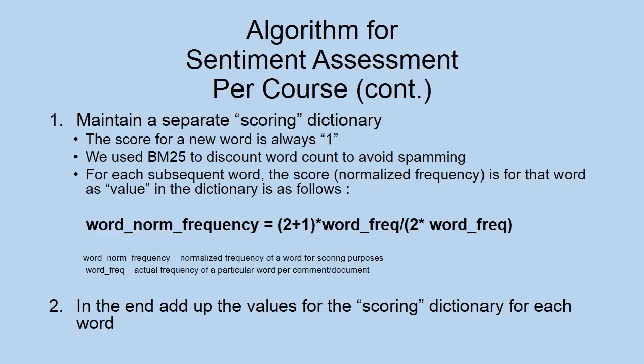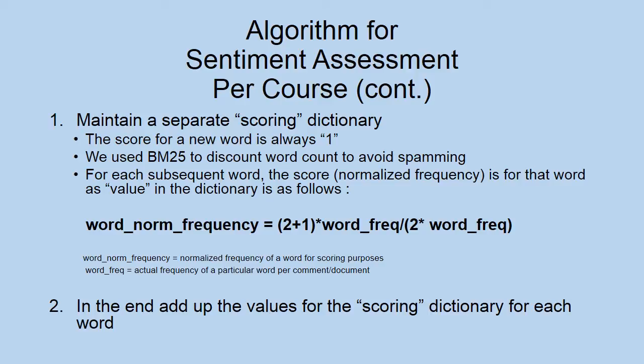And here's the tricky part: we want to maintain a separate scoring dictionary from the absolute local frequency dictionary for each line corpus, because we want to counteract the effect of word spam. For example, if someone said the line, Professor Ongrave is the best professor of all time, and so on, we don't necessarily want someone to try to game our system. So we use a modified BM25 to discount the word count in order to avoid spamming.